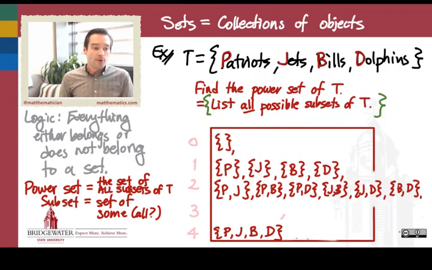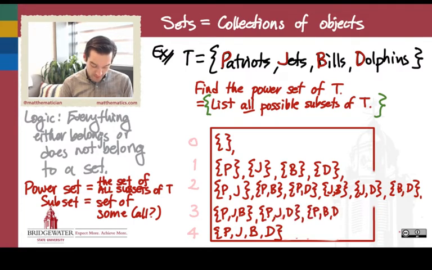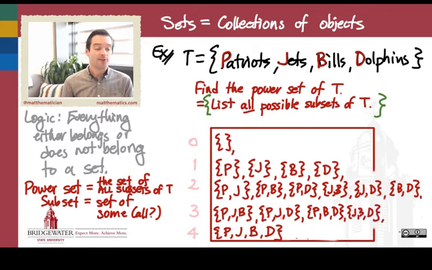Sorry about that. So the two-element subsets consist of these six. And finally, the three-element subsets. So here, we have subsets consisting of three elements chosen from my set. So maybe Patriots, Jets, Bills, Patriots, Jets, Dolphins, Patriots, Bills, Dolphins, and then Jets, Bills, Dolphins. And there's a list of all the subsets that have three elements in them.